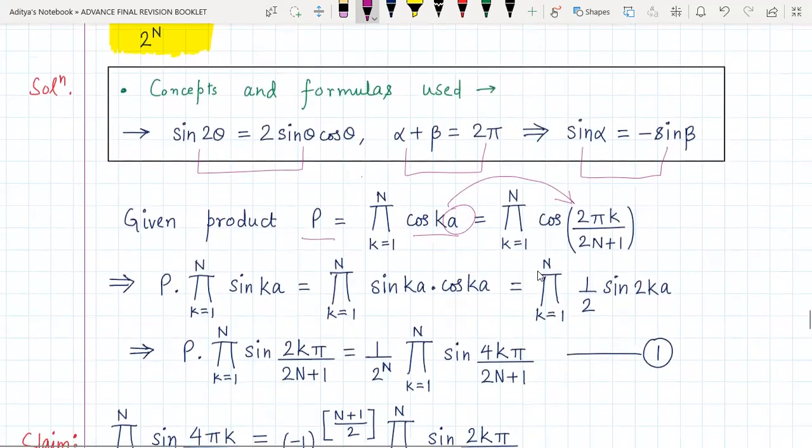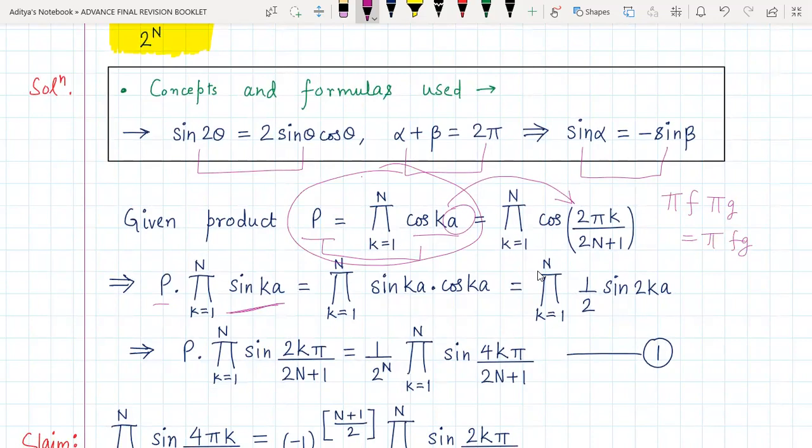Now what I'm doing is we are multiplying this equality both sides by product of sine Ka. So on the LHS we get P into product of sine Ka. On the right hand side, I am going to use the property that product of F into product of G is equal to product of FG quantity, right? So product of sine into product of cos has become product of sine into cos.